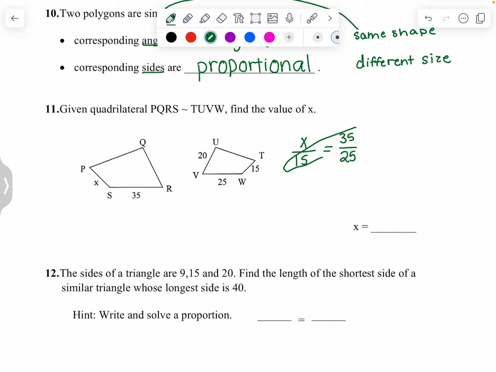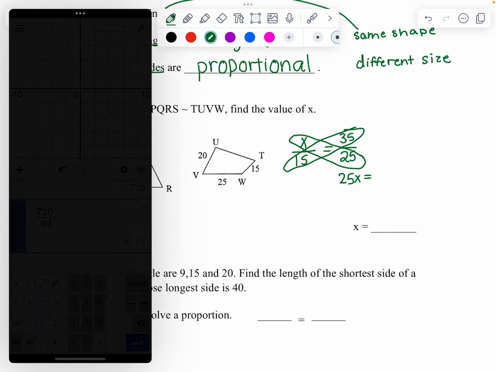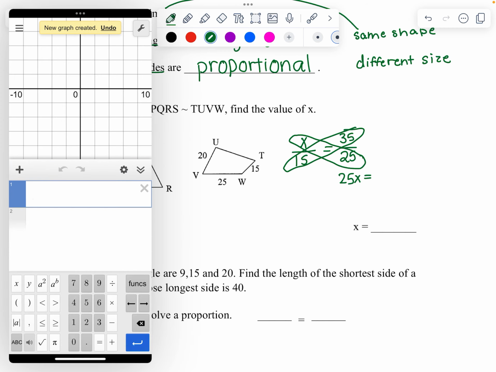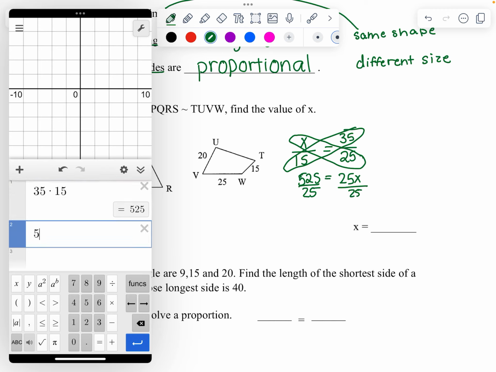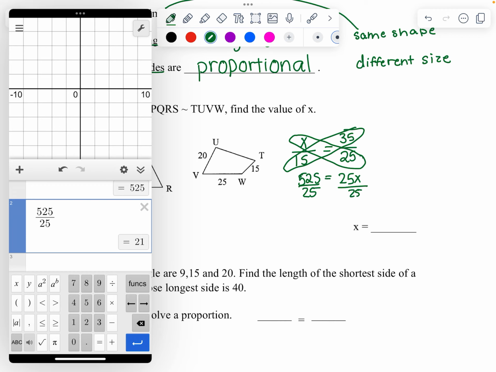And we're going to cross multiply. 25x equals 525. Divide by 25 on both sides. And we get 21.